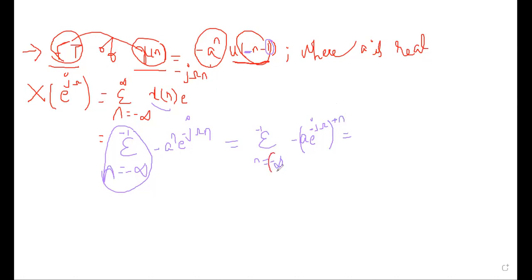See, my limits are minus infinity to minus 1. Okay, I don't want my limits with minus values. So I want to convert into plus. So what is the possibility? I'm just letting m is equal to minus n. I'm letting m is equal to minus n.